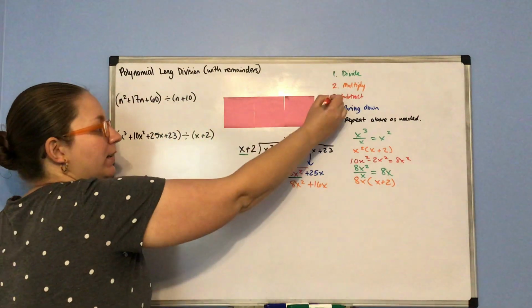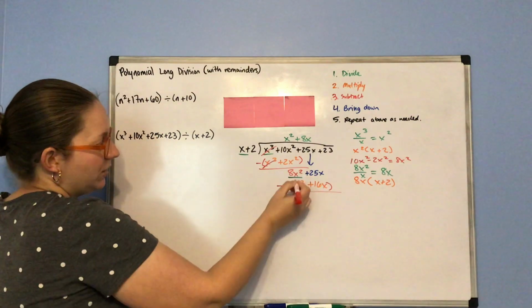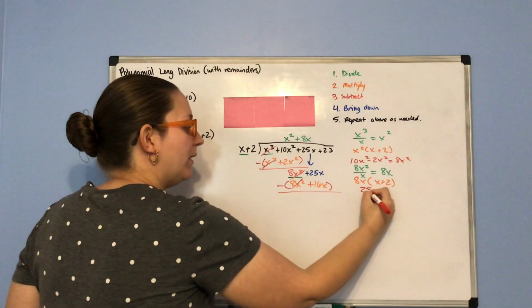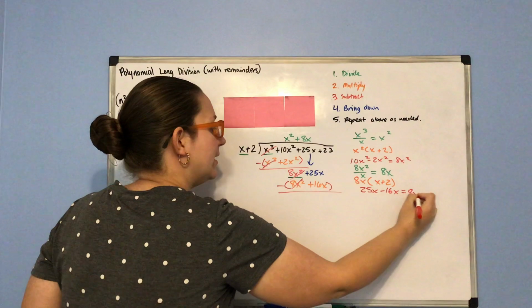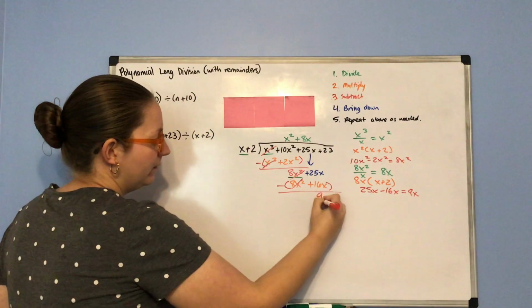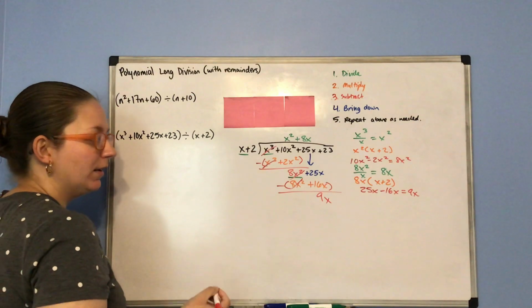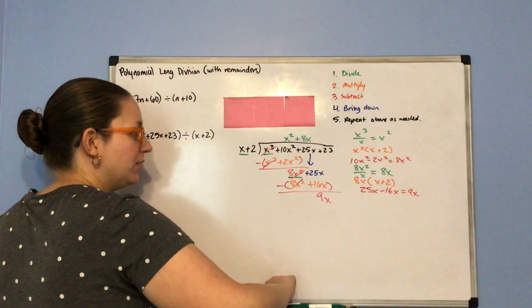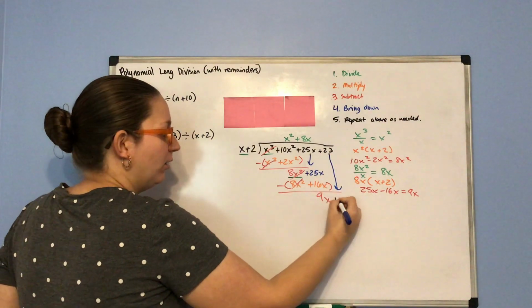Now that I've multiplied, I need to subtract the whole thing. 8x squared minus 8x squared, those cancel. 25x minus 16x is 9x. Are we completely done yet? We're only completely done if we have nothing else left to bring down. Notice that we have not used this plus 23 yet, so I still have one more thing to bring down, but it is the very last item, so we're almost to the end here.